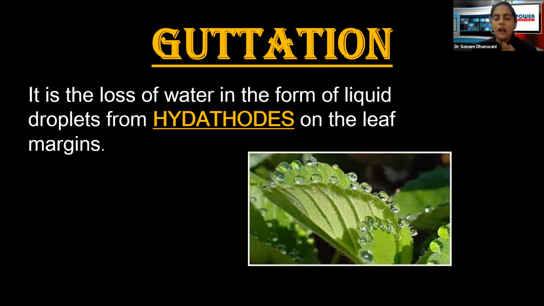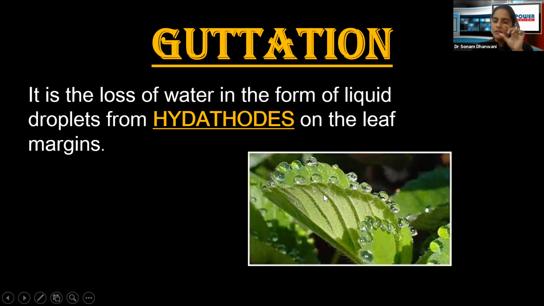ठीक है? अब ये कहाँ होता है? It is the loss of water in the form of liquid droplets from hydathodes on the leaf margins. ठीक है? Leaf margins पे there are going to be these small structures which are known as the hydathodes, and वहां से वो water droplets बाहर निकलने वाले हैं, वहां से वो excess पानी बाहर निकलने वाला है. Okay, as you can see in this picture here, these are water droplets. ठीक है? So they'll appear like small pearly structures.